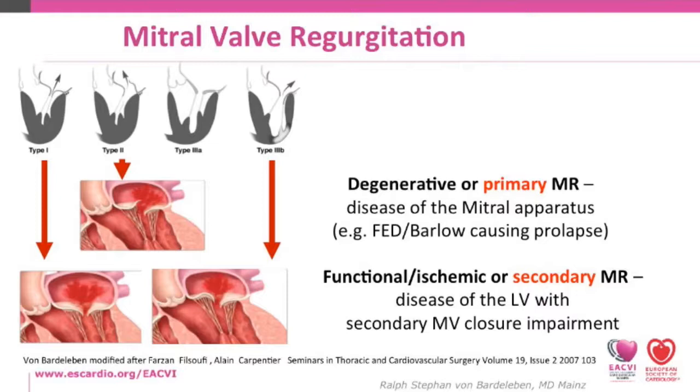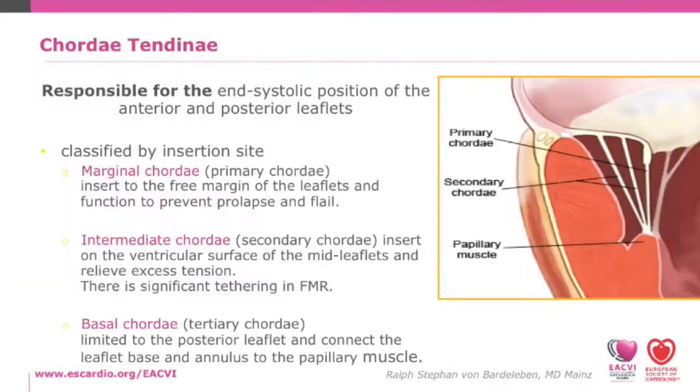And then on the other hand, we have the functional ischemic disease, now called secondary MR, which basically is a disease of the left ventricle, sometimes the left atrium, with a secondary MV closure impairment, but normally with normal morphology of the leaflets themselves. We have to respect the chordae tendineae, which are very important for the different interventional therapies.